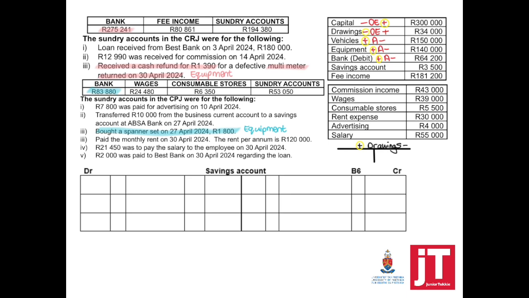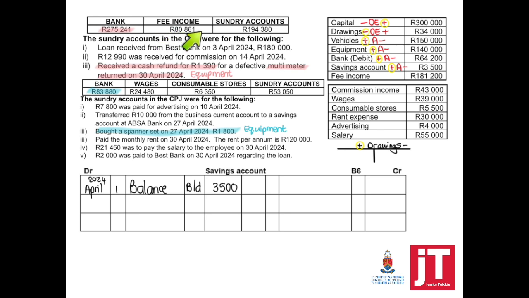Savings account. Savings account is regarded as a current asset, which increases on the debit and decreases on the credit side. That's why the opening balance will appear on the debit side. And now we need to check, was there anything else that happened with our savings account during the month? So we need to go to the cash receipts journal.